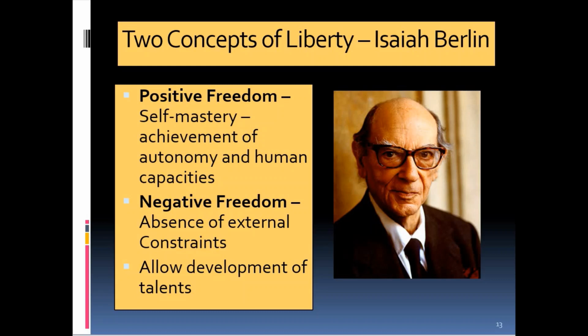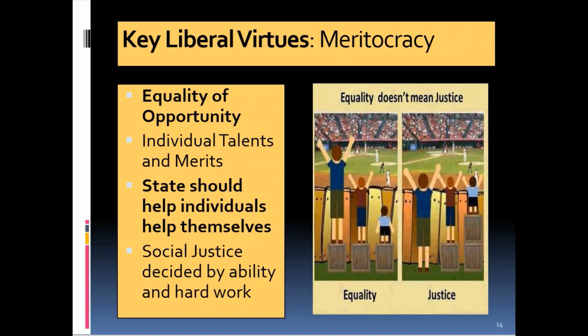But I think that's me trying to give you an example of how what government should be doing is the job of removing constraints to people achieving their self-mastery and their freedom and their self-actualization. Now, this reveals to us another very interesting key liberal virtue, I would say.